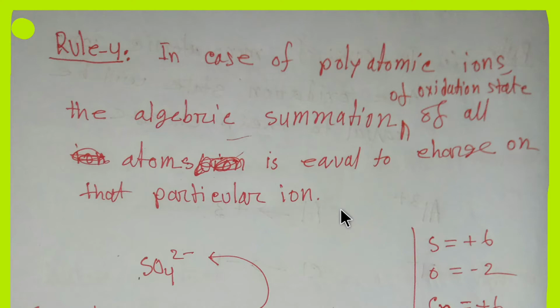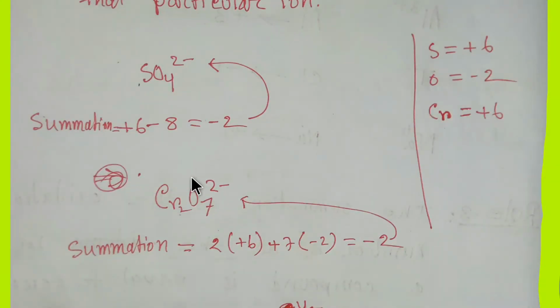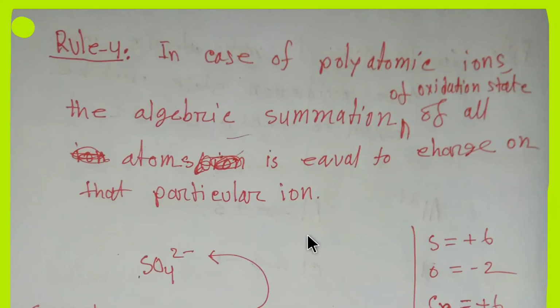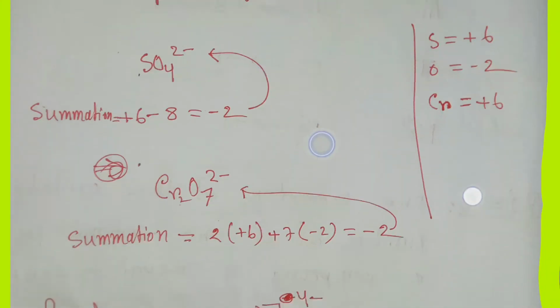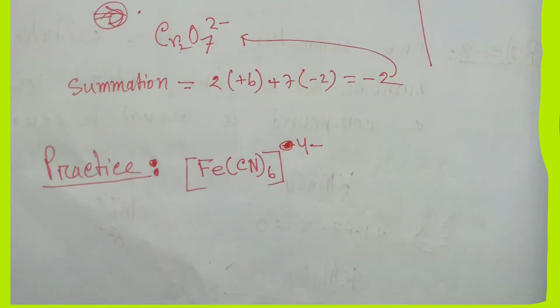However, let's read the rule here. In case of polyatomic ions, the algebraic summation of oxidation states of all atoms is equal to the charge on that particular ion. So this rule will be helpful to find out the oxidation state of an unknown element in a compound. We will apply this rule in the near future.